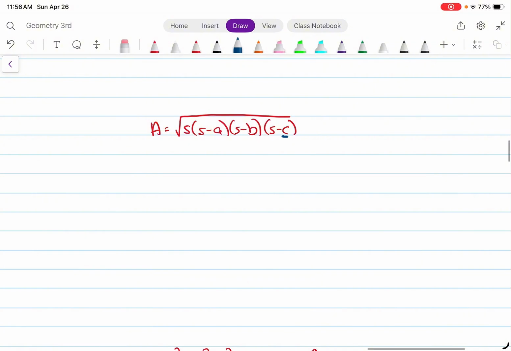Next one, now we're getting a little trickier on this one. This is called Heron's formula. It's another way of finding the area of a triangle. Now, remember what I just told you. You can't move the things inside of a house until you move the house itself.